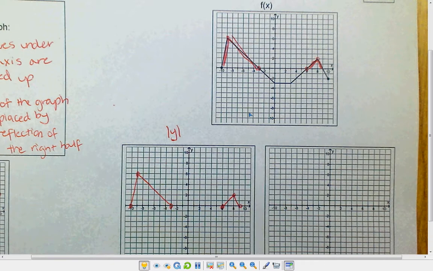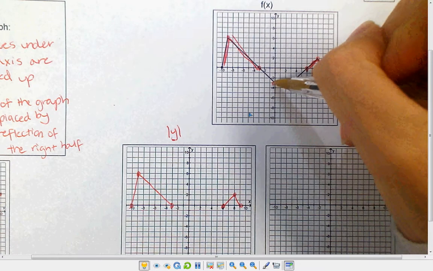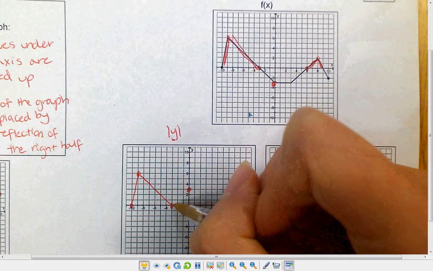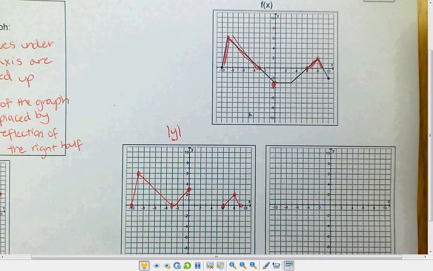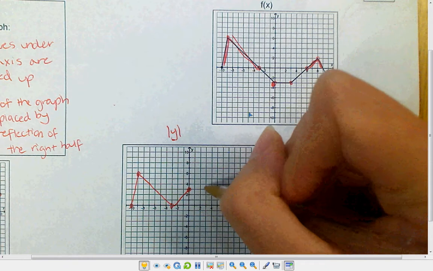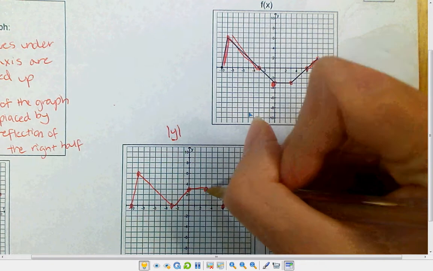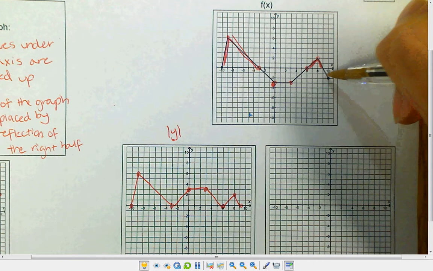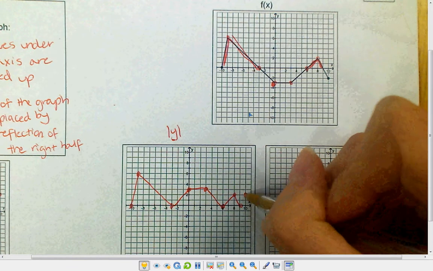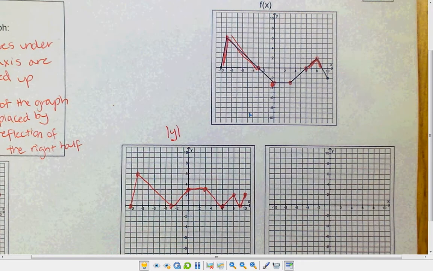And now we're going to be reflecting our other points. So let's start off with this point right here. It was 0, -3. We're going to make it 0, +3 instead. Connect it with a line. This point was 3, -3. Now we're going to make it 3, +3. Connect it with a line. And then we finally have this last point right here, which was 10, -2, and we're going to make it 10, +2. So it looks like this.